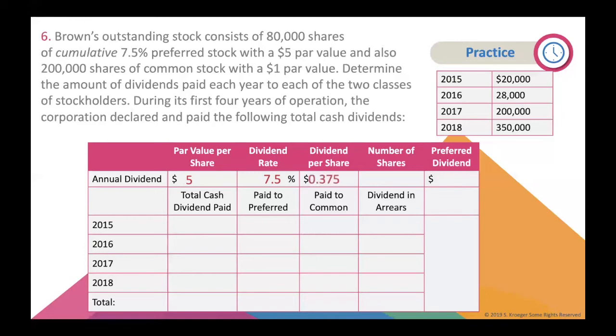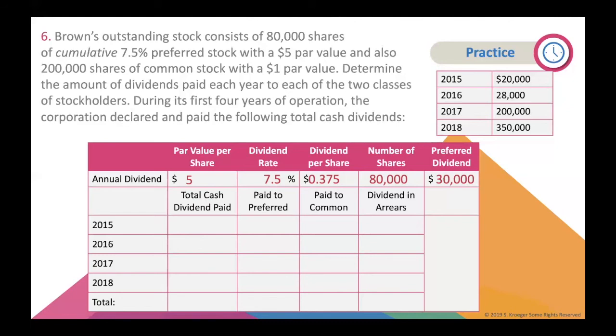You should have gotten a really small number of 0.375. Next, input the number of shares, which is 80,000. Lastly, calculate the total amount paid as dividends to preferred shareholders by multiplying the number of shares by the dividend per share. You should have gotten $30,000. This means that we are supposed to pay out preferred stockholders a total of $30,000 in dividends per year. All the rest of the money will be given to common shareholders.